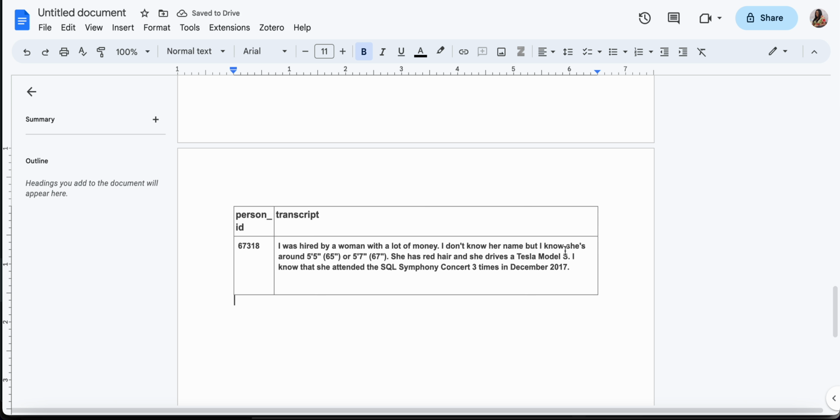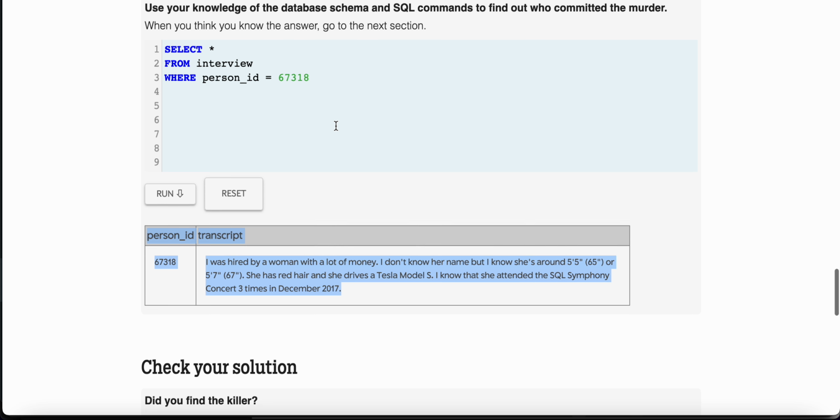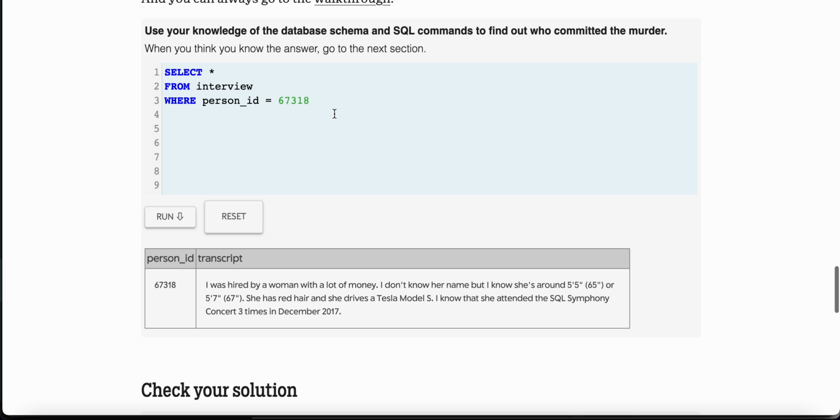I don't know her name, but I know she's around this tall. She has red hair and she drives a Tesla model. I know that she attended the SQL Symphony concert 3 times in December. Oops, so much information, but how then do we decipher it? All right, we go back to this, and since we already have some information, she drives a Tesla model.